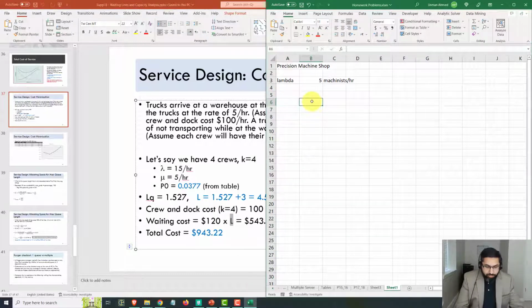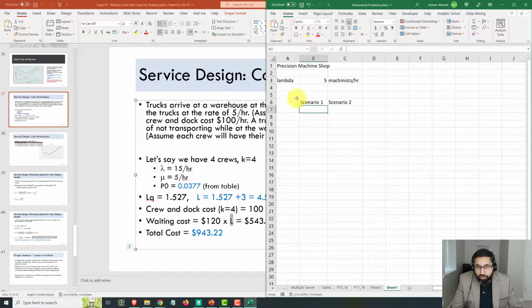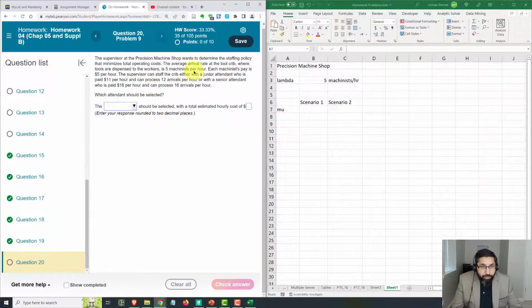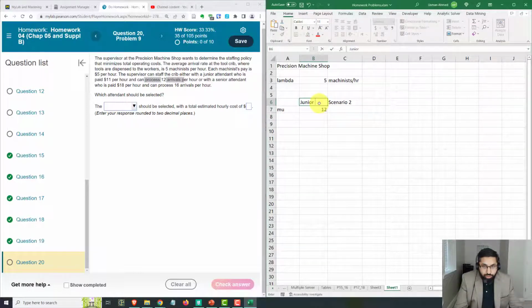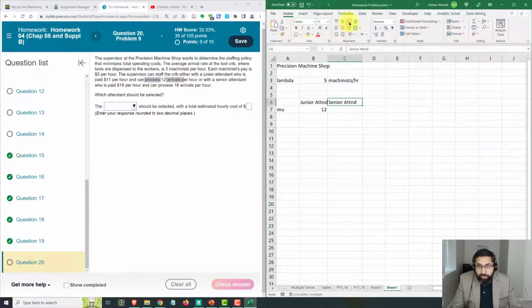So we have scenario 1 and then scenario 2. In scenario 1, we have mu. Mu is different for both. If we pick a junior attendant, we can process 12, so mu is 12. This is the junior attendant, and this is the senior attendant. If we pick the senior attendant, mu is going to be 16.